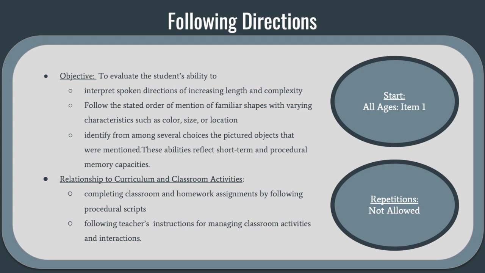The following directions subtest serves to evaluate the student's ability to interpret spoken directions of increasing length and complexity, follow the stated order of mention of familiar shapes with varying characteristics, such as color, size, or location, and identify from among several choices the pictured objects that were mentioned. These abilities reflect short-term and procedural memory capacities. Now I would like you to point to the pictures in the same order I tell you. Point to the circle and a square.